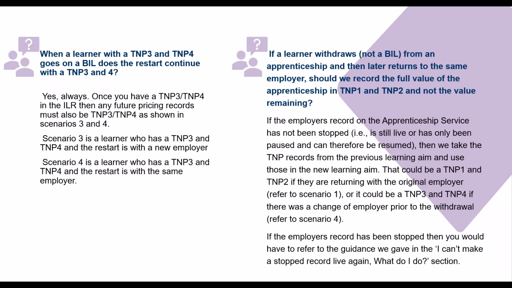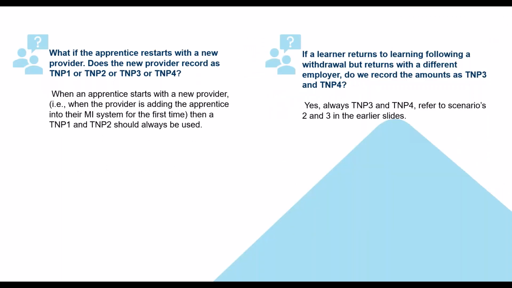This could be a TNP 1 and 2 if they're returning with the original employer, refer to scenario 1 of the slides we've been through, or it could be a 3 and 4 if there was a change of employer prior to the withdrawal, refer to scenario 4. If the employer's record has been stopped, then you would have to refer to the guidance we gave in "I can't make a stopped record live again, what do I do" in that section of these slides you've just been through. If I could have the next slide, please.